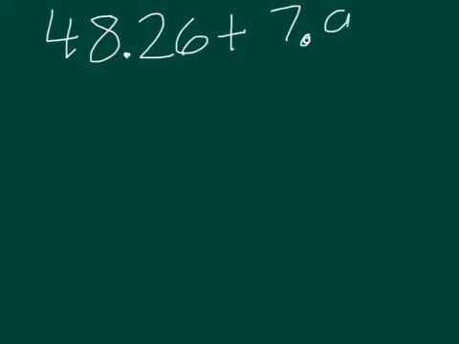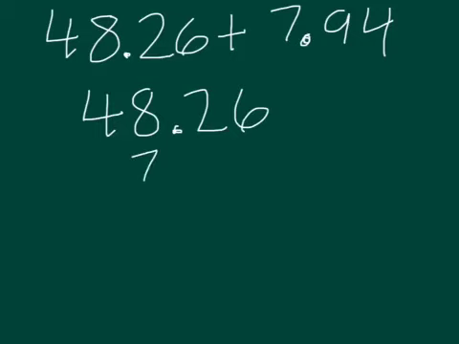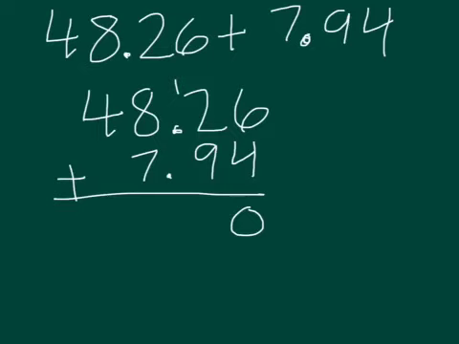Alright, so let's look at one more example. 48 and 26 hundredths plus 7 and 94 hundredths. How am I lining this up? I'm lining this up 48.26, 7 and 94 hundredths. Here we go. 6 plus 4 is 10. I've got to remember to carry that 1. 1 plus 2 is 3. Plus 9 is 3 plus 9 is 12. Just to be on the safe side, double check my math. Carry my 1. 1 plus 8 is 9. Plus 7 is 16. Carry my 1. 1 plus 4 equals 5. Bring my decimal point down.